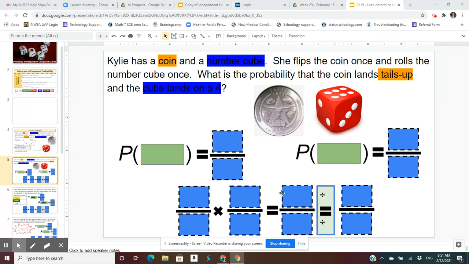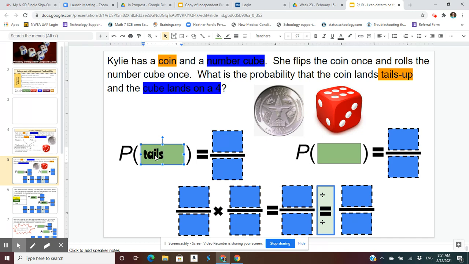So I color coded a little bit because I wanted you guys to see that we want the coin to be tails up, and the cube to land on 4. So those are our successful outcomes, or favorable outcomes. First thing I want to do is talk about which two probabilities I want. The first one is tails. If I think about a coin, there are two options, and one of them is tails. So I'm going to type in a 1 out of two possible outcomes, which is heads or tails.